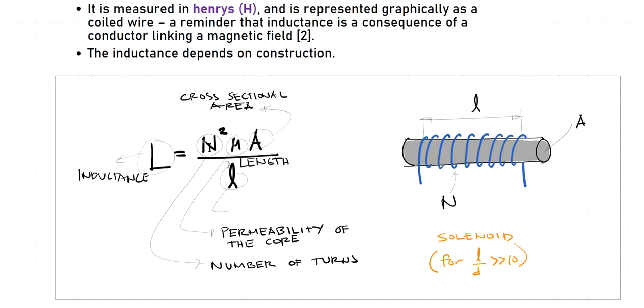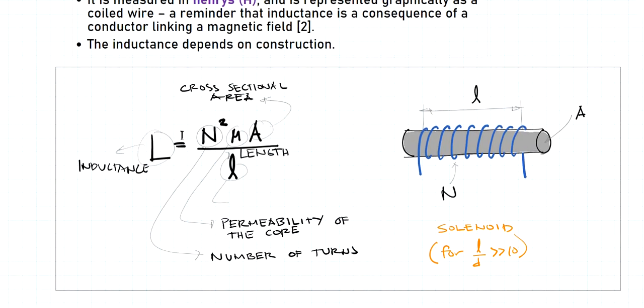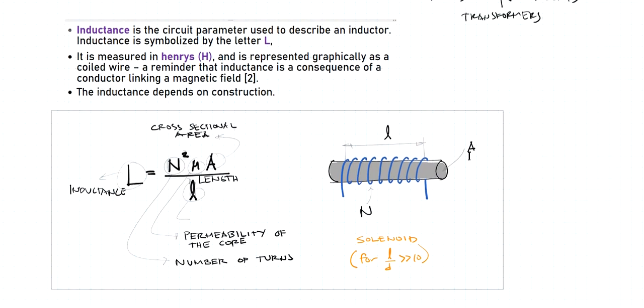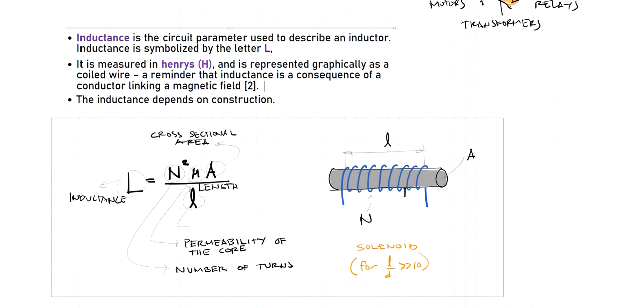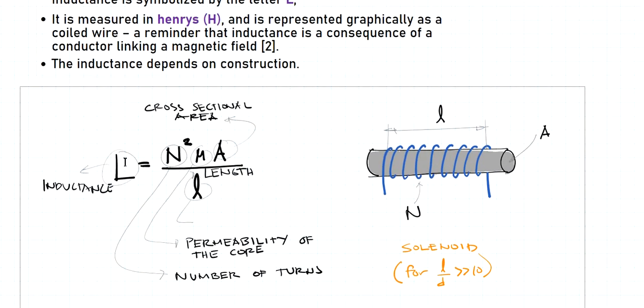So in terms of construction, we can determine the inductance based on some formulas or equations. And as I've said earlier, there are many forms or types of inductors. In terms of construction, this equation right here, I think it only holds true for this type, a solenoid type, where the l over d, or the length divided by the diameter, is way greater than 10.